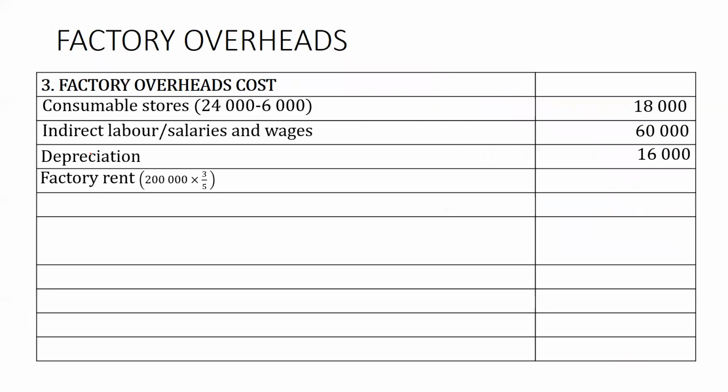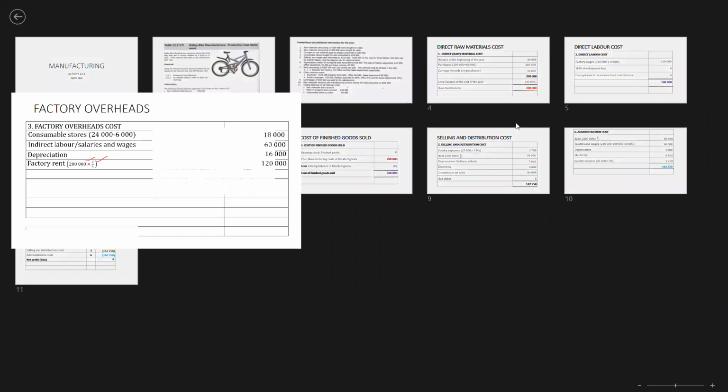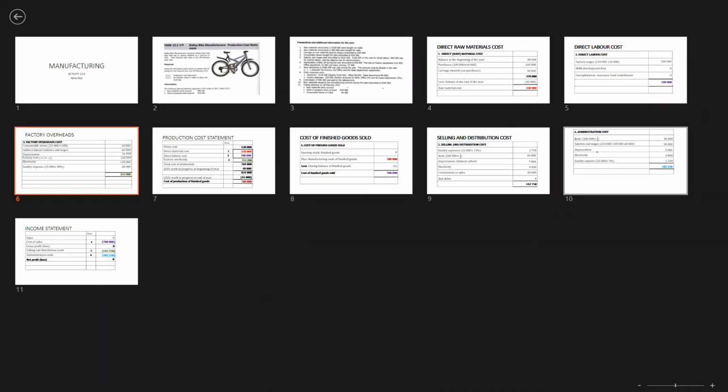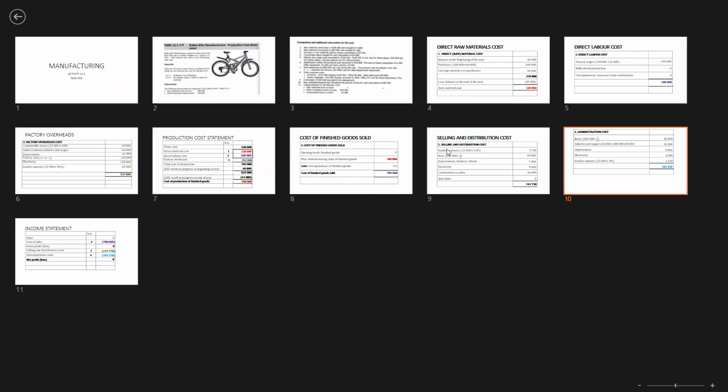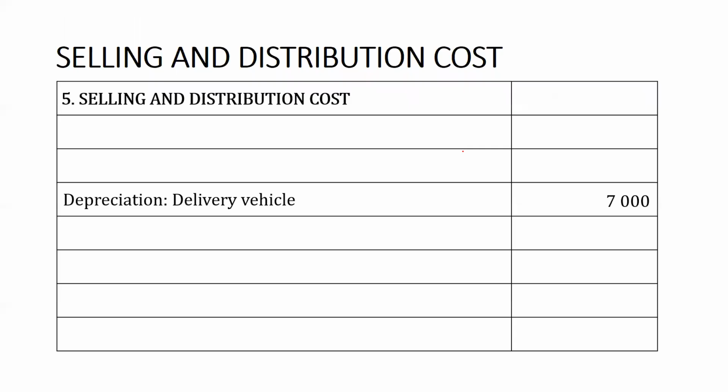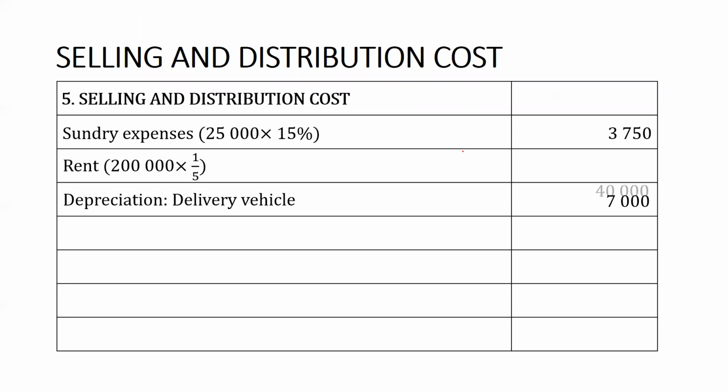So you will simply have to show these calculations in brackets because you get marks for it. So factory rent will simply be 120. Let's check how much will go to admin. Admin will simply be, in this case, we're going to take the same amount, which is 200,000 multiplied by 1/5, it will give us 40,000. And the same amount will go to selling and distribution. So for sales and distribution, for rent, it will simply be 40,000.